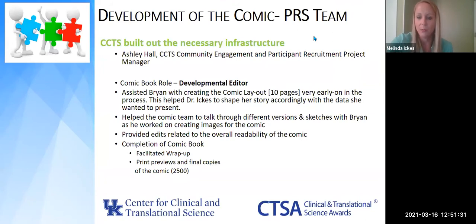So the official process began with convening our team, as Joel mentioned, and CCTS provided wonderful support and built the necessary infrastructure to make this comic a possibility. None of this would have been possible without this team effort and all of our brainstorm sessions, individual ideas and reflection, and patience. I think we all learned a lot about being patient throughout the process. And we'll hopefully hear from Ashley in a little bit, just in terms of her general lessons learned. But, you know, she really keeps things moving along.